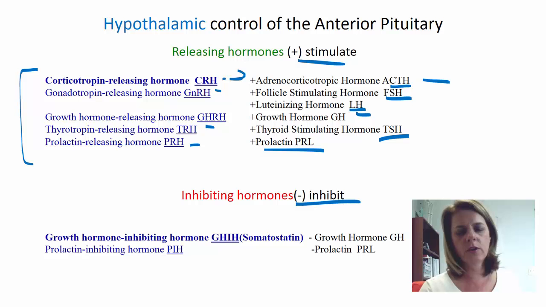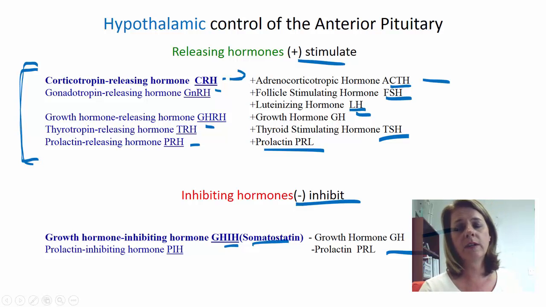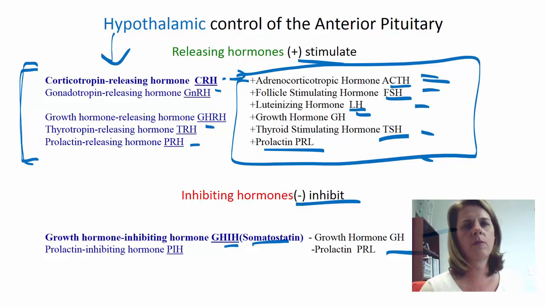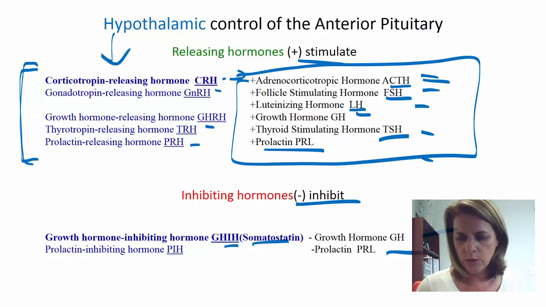Your inhibiting hormones are somatostatin, also known as GHIH, or growth hormone inhibiting hormone. It prevents the release of growth hormone. And then you have prolactin inhibiting hormone, which inhibits the release of prolactin. So most of your hormones released by the hypothalamus are releasing hormones that stimulate the anterior pituitary to release its own set of hormones. So all of these are going to be anterior pituitary hormones. They're going to be released in response to hypothalamic hormones being released to the capillary bed that goes to the anterior pituitary.